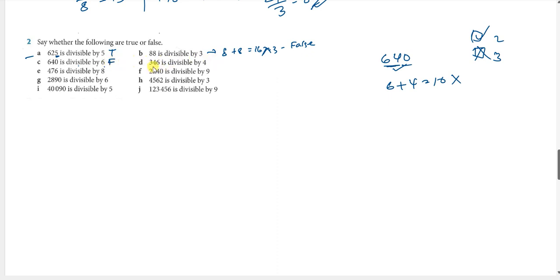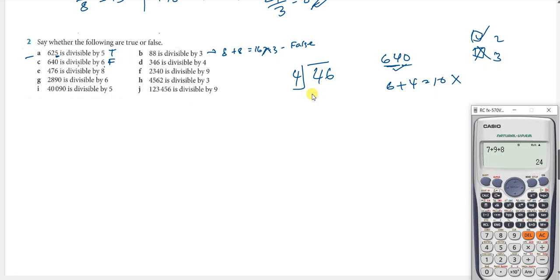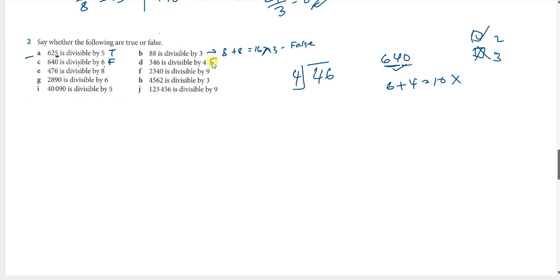Question D, we have 346 is divisible by 4. So for 4, we have to check the last two digits, which is 46. We have to check if 46 is divisible by 4 or not. So let's check 46 divisible by 4 or not. No, there is a remainder, so hence it's false.